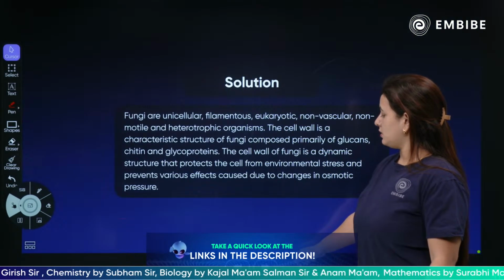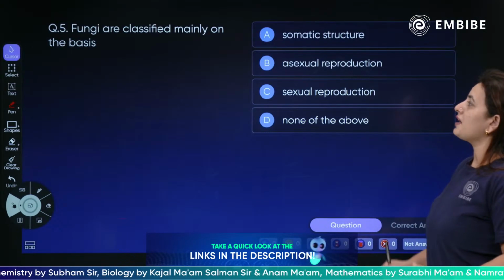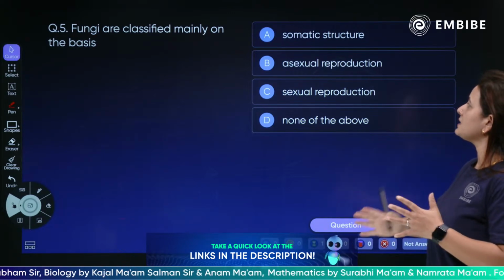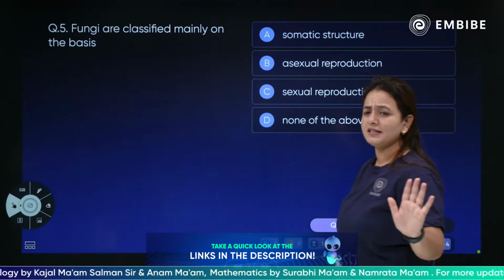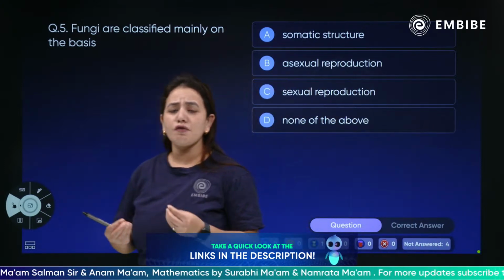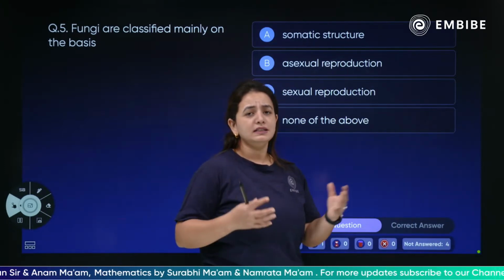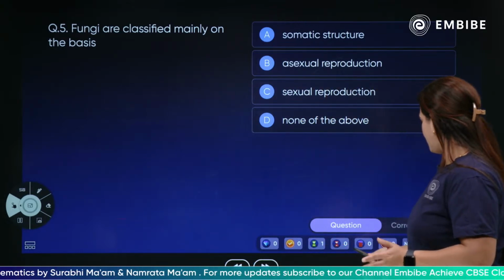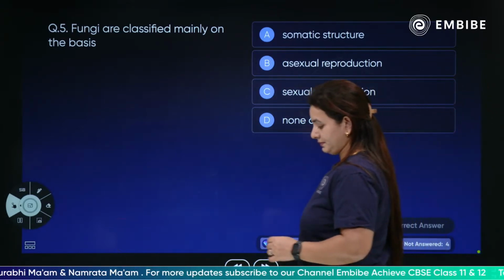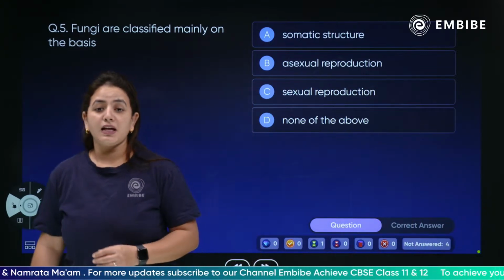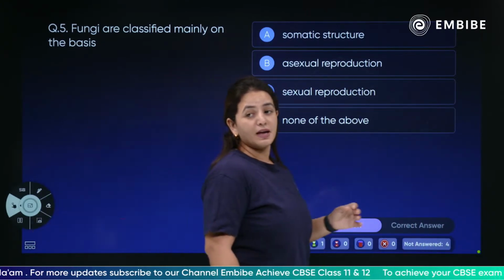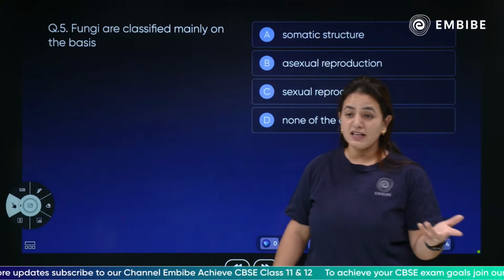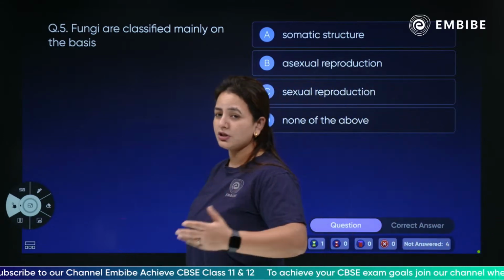Next question. The fungi are classified mainly on the basis of what? This is also very easy. We have already discussed this. Come on, quickly. The classification of fungi is mainly based on what? Somatic nature, asexual reproduction, sexual reproduction, or none of the above.